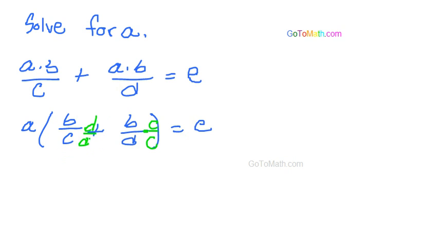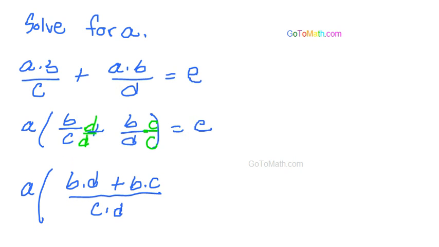Now we have C times D and D times C. Well, we have a common denominator. See, there's nothing to doing fractions. I don't know. You know, people make a big deal out of it. B times D plus B times C, that's up there, numerator stuff, and then C times D. Alright, C times D is the same thing as D times C. Hopefully you know that by now.